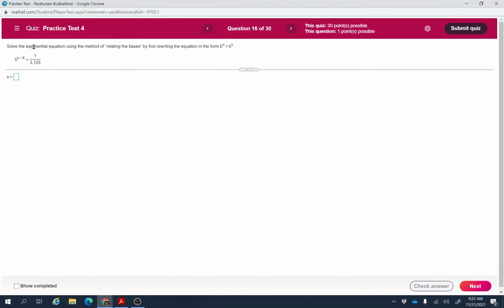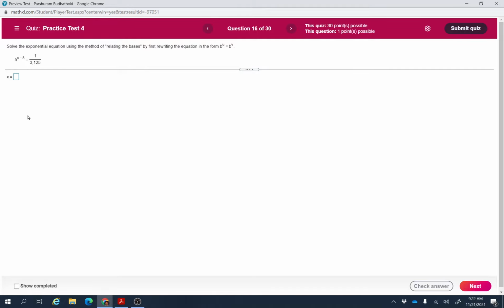So we can use the same approach here. On the left side there is a 5 to the power x minus 8. There is a 3125 in the denominator, so that 3125 can be written as 5 to the power, I don't know how many, 5 I guess. 5 times 5 is 25, times 5 is 125, times 5 is 625, times 5 is 3125. So 1, 2, 3, 4, 5.